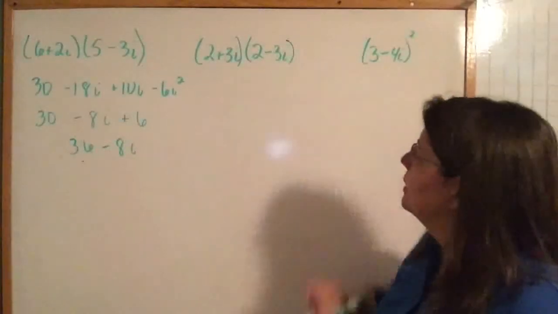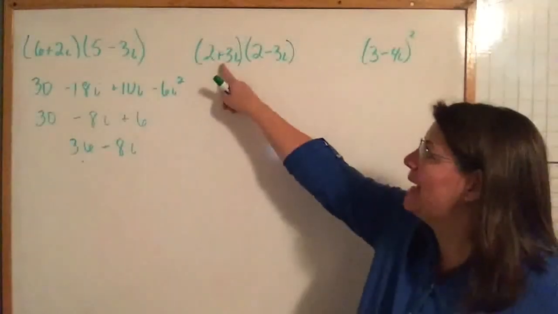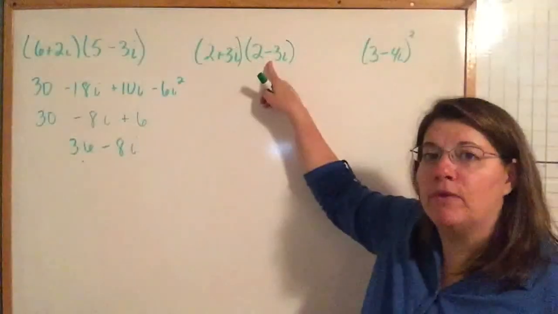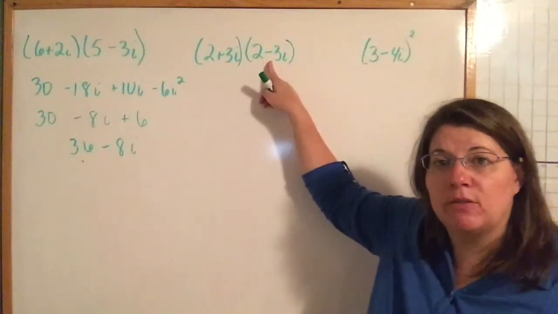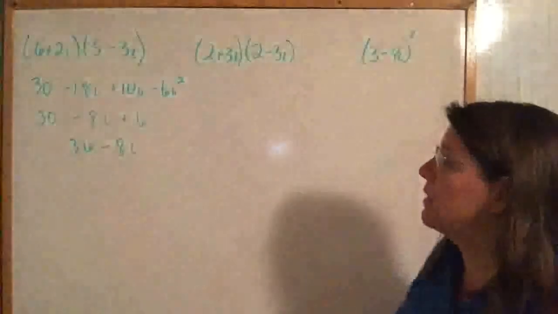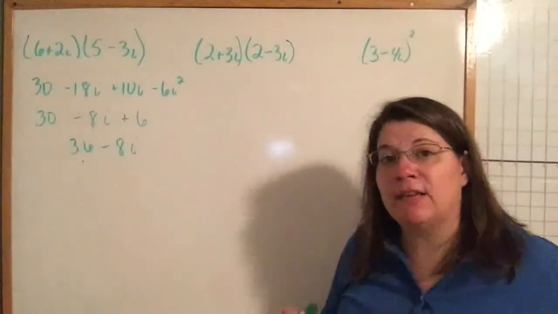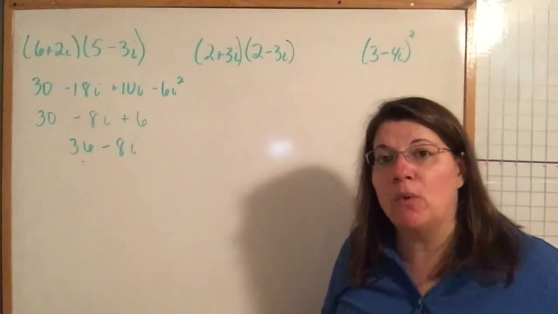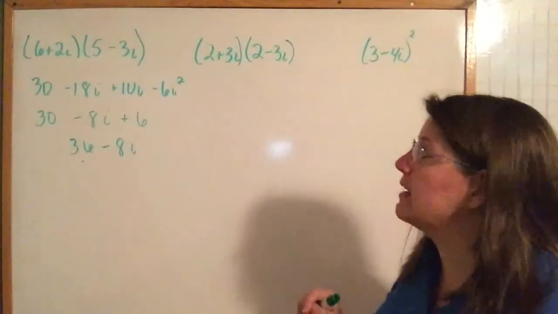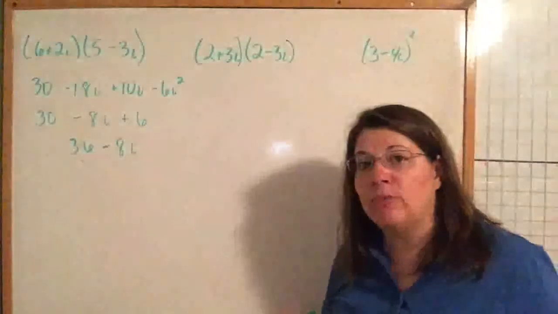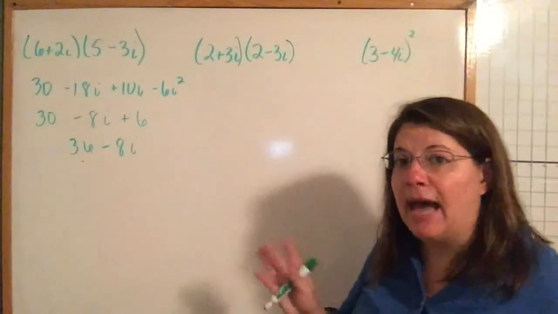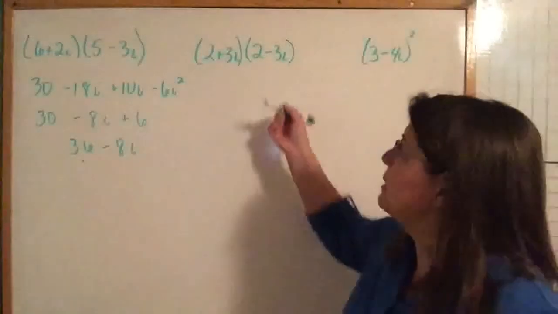Here, we have 2 plus 3i times 2 minus 3i. Hopefully you recognize those are conjugates. We can still have conjugates with complex numbers. There's nothing wrong with that. You need to recognize that if you have conjugates, the middle terms will always cancel out. So really it's only necessary to multiply the first and last terms if you recognize they're conjugates. I will do all four just so that you can see what I'm talking about.